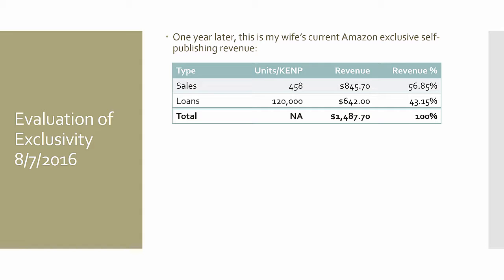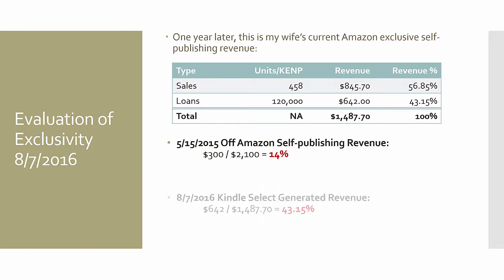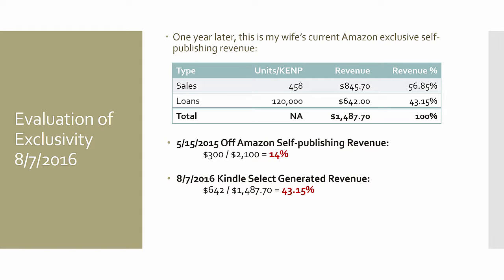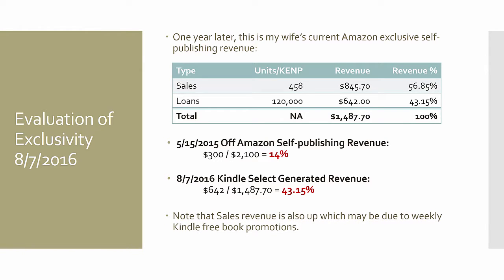Okay, you can read it for yourself. I'm not going to read it for you. But basically what has happened is that loans have gone up slightly as a percentage of revenue. Also, our total revenue is going up slightly, both loans and sales. So if you remember, we're trying to compensate for losing 14% of our revenue. We're now generating 43.15% of our revenue through the Amazon Select program. And also note that sales revenue is up, which may be due to our weekly Kindle free book promotions, which are part of the Kindle Select program.